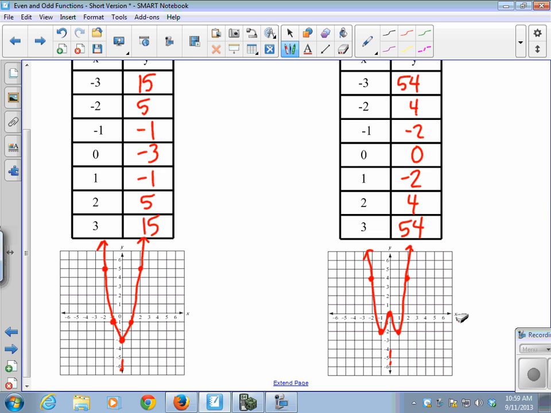So now, what I'm noticing about these functions is that they are mirror images of each other over the y-axis. If I were to draw a dotted line right down the y-axis, and fold the grid in half on that dotted line, my functions are the same on both sides, and that's what accounts for this pattern in the table as well. So any even function is going to have this relationship.